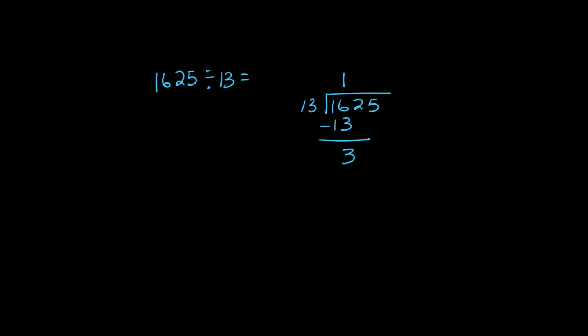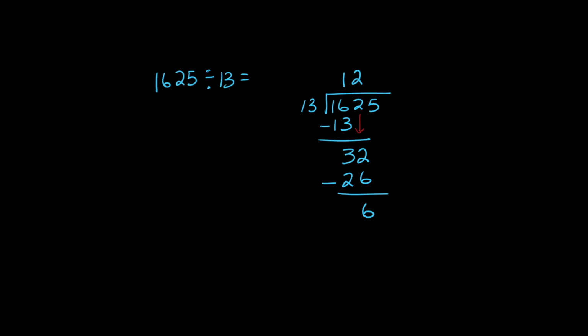Now we will make a copy of our 2. Now how many times can 13 go into 32? That will be 2 times. 2 times 13 will be 26. 32 minus 26, and we're left with 6.